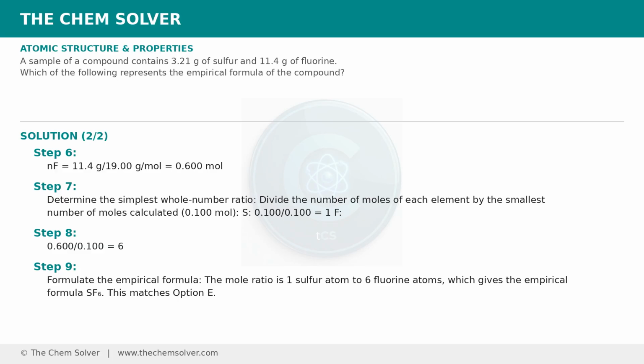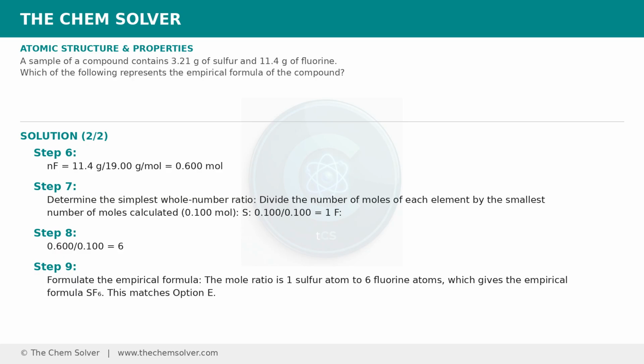Determine the simplest whole number ratio. Divide the number of moles of each element by the smallest number of moles calculated, 0.100 moles S. For S, 0.100 over 0.100 is equal to 1. For F, 0.600 over 0.100 is equal to 6.